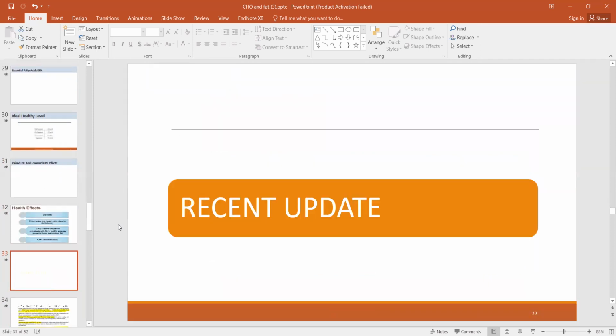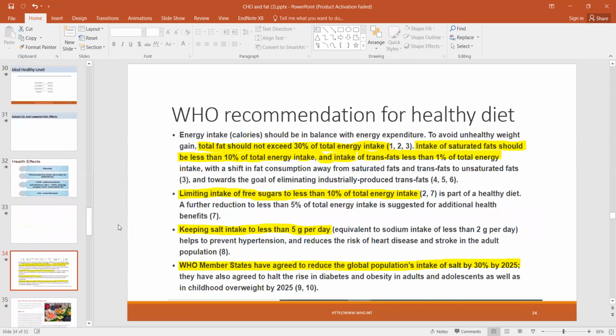Now it's time for the recent updates. There are WHO recommendations for a healthy diet. Total fat should not exceed 30% of total energy intake. Intake of saturated fat should be less than 10% of total energy intake, and intake of trans fatty acids less than 1% of total energy.